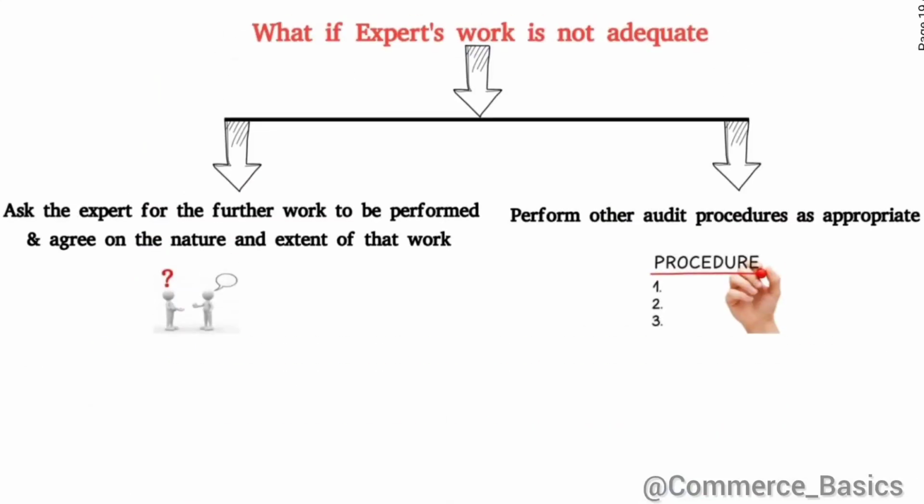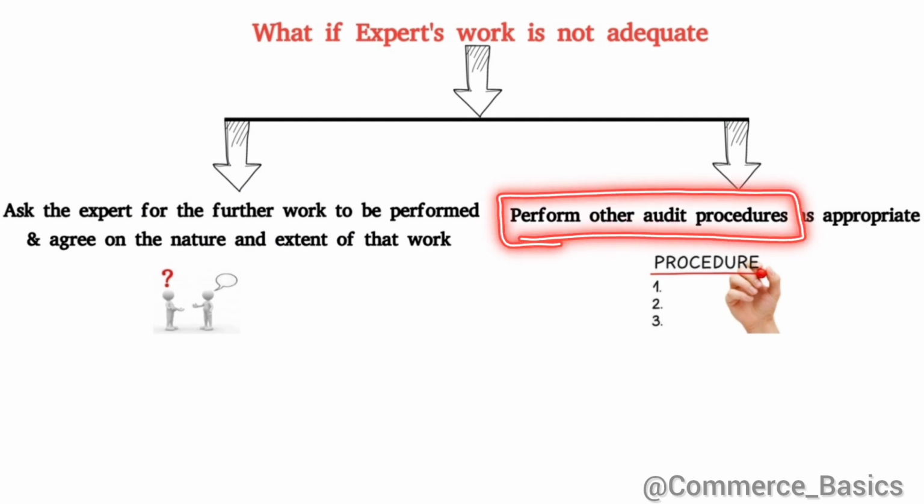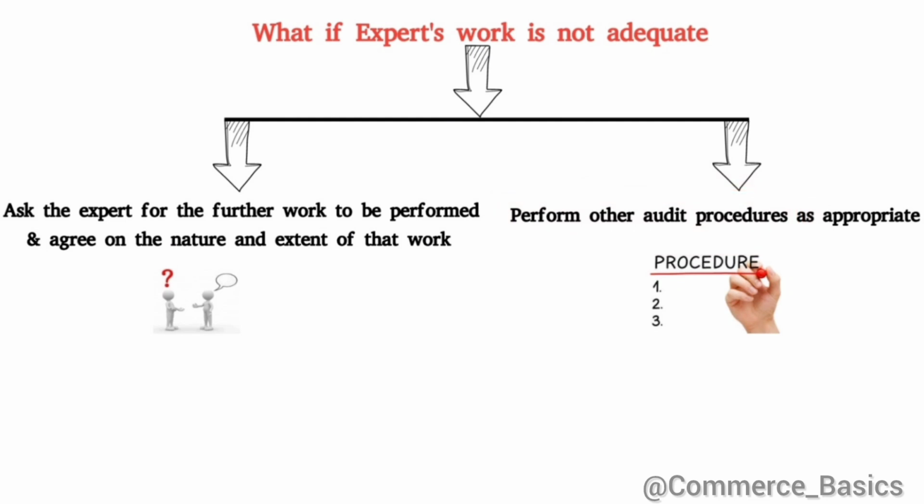And what if we find that the expert's work is not adequate? First, we ask the expert to perform further work. Once he agrees, we have to tell him the nature and extent of that work, how much he has to work on it. We have to have a pre-understanding between both of them. And if there is no other option and we can't do any further work, then we have to perform other audit procedures to collect sufficient and appropriate audit evidence. These are the only things the auditor has in his hands.